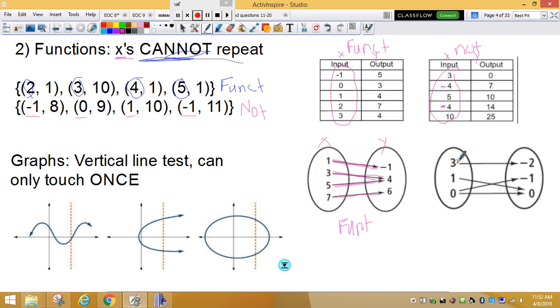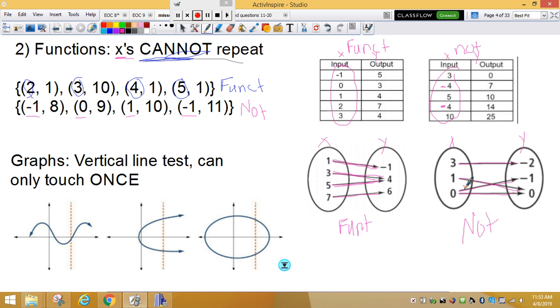So let's look at this one. Here's my x's and my y's. So the 3 has one line, the 1 has one line, but the 0 has 2 lines. So this one is not a function because of that 0. Again, everything I have written down on this screen, you need to have written down. So all of these that I've labeled, x's and y's, you need to have this written down. You should be doing these with me.